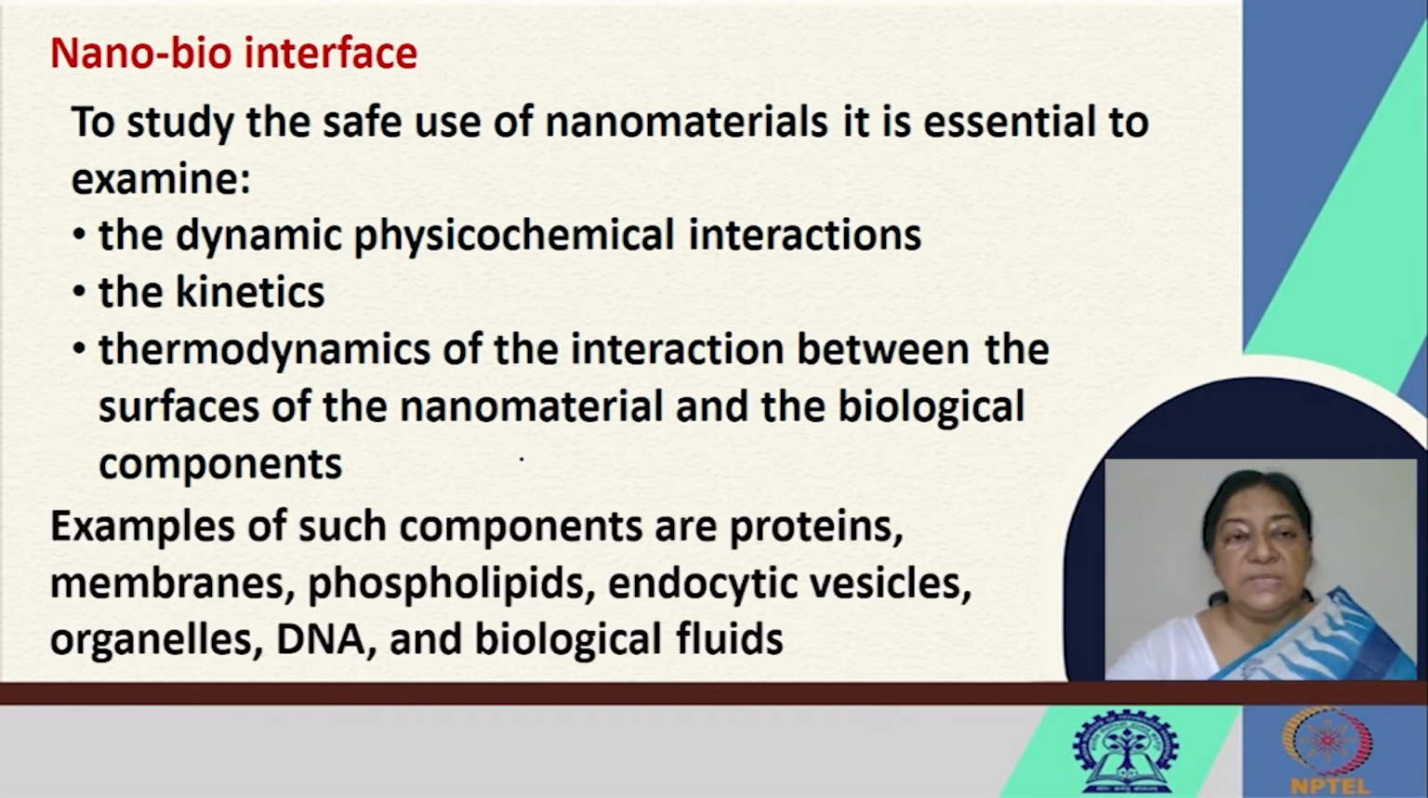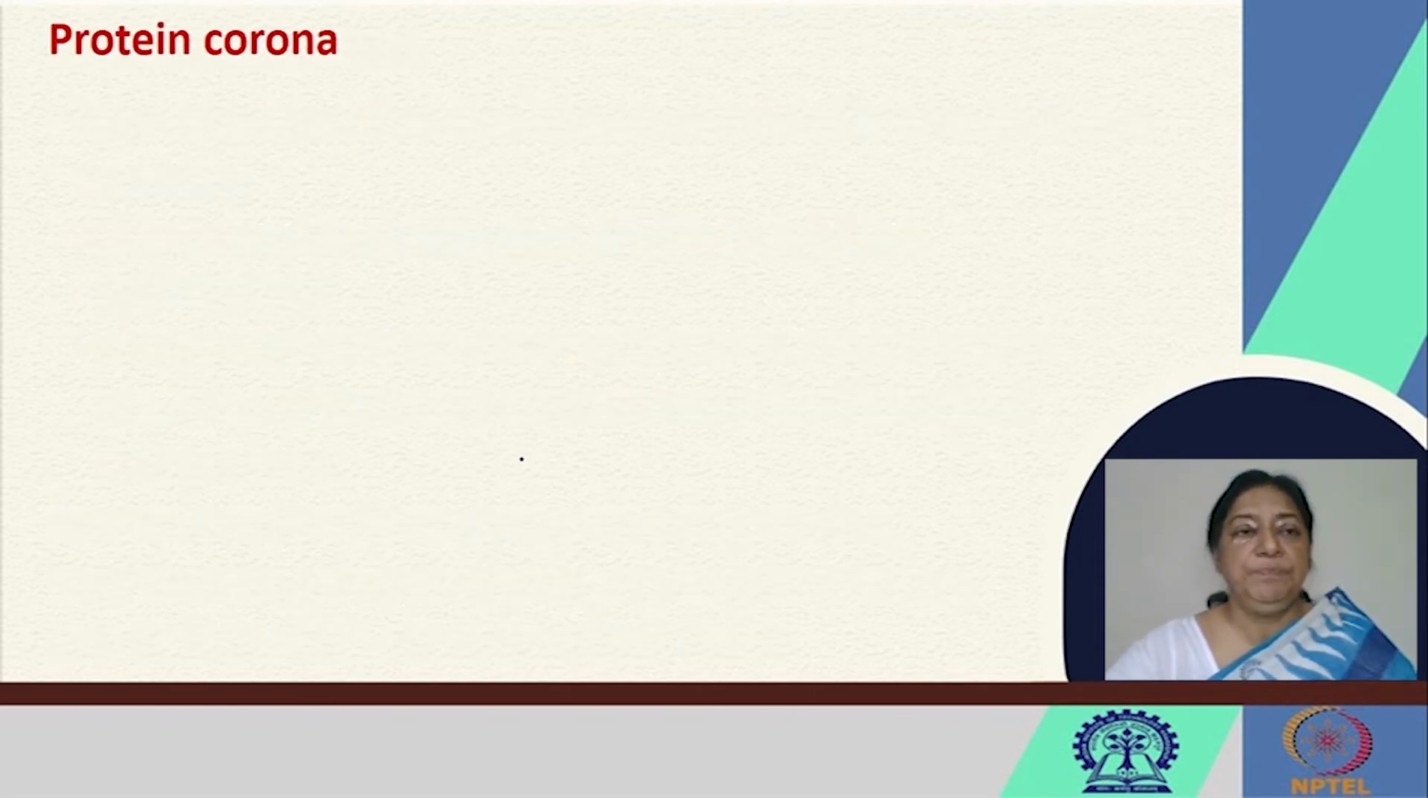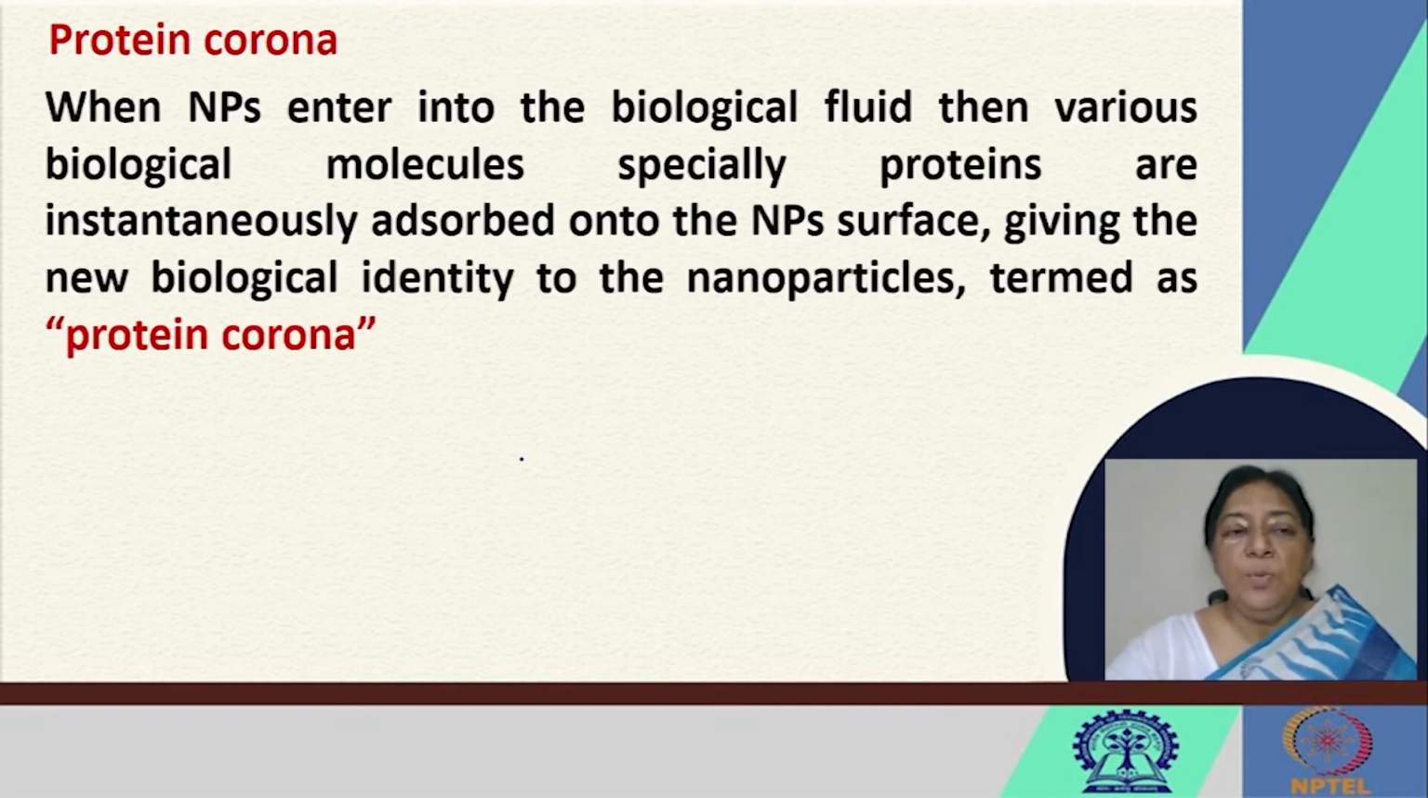Examples of the components that the interaction can occur with are proteins, membranes, phospholipids, endocytic vesicles, several organelles, DNA, and biological fluids. In this case, we will be looking at the interaction with proteins in the formation of what is called a protein corona. When nanoparticles enter into the biological fluid, there are various molecules, particularly proteins, that are instantaneously adsorbed onto the nanoparticle surface.